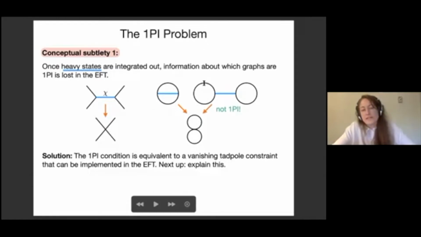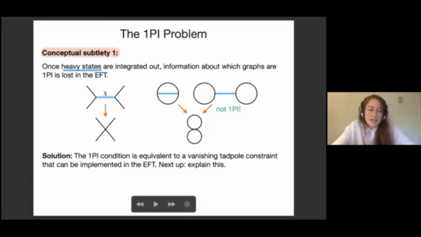But then if I look at these 2-loop diagrams, both of them are going to match onto the same 2-loop graph in the EFT, but one of these diagrams is not 1PI and does not contribute to the computation of the effective potential of the full theory. So this is the first subtlety. How do we compute the effective potential?